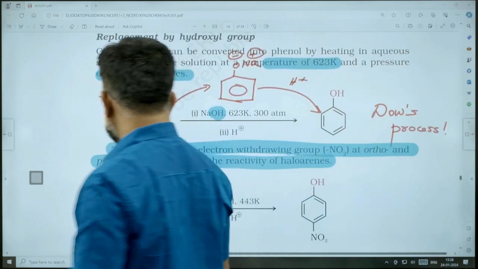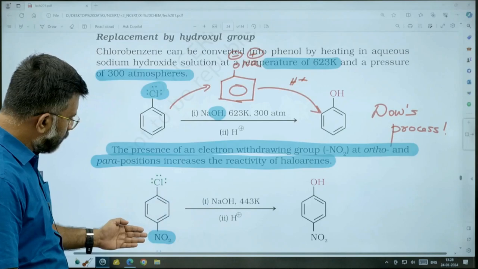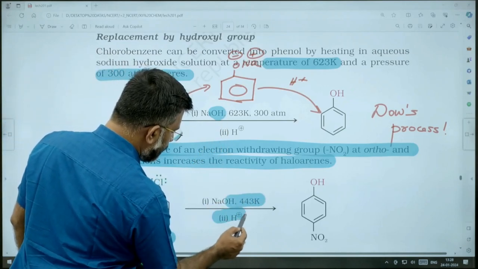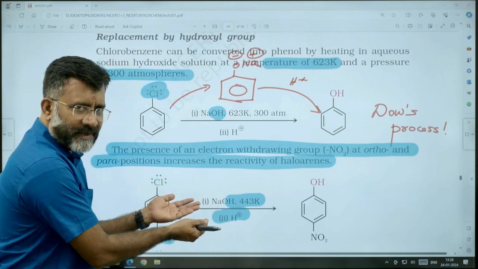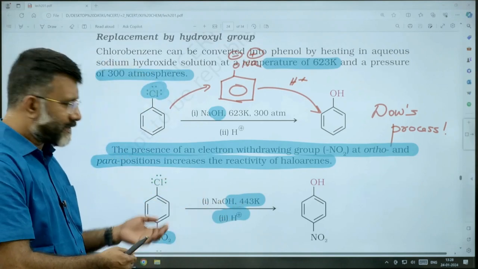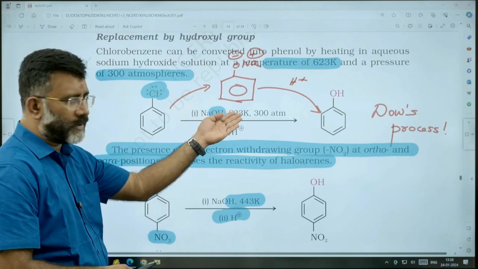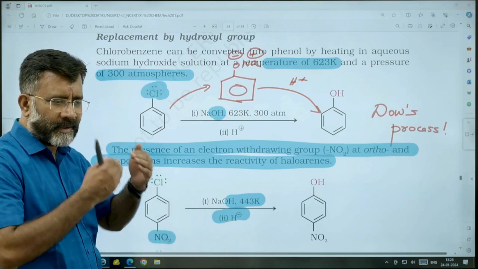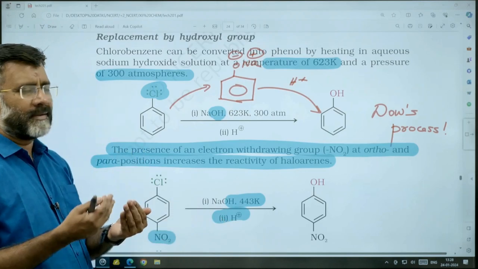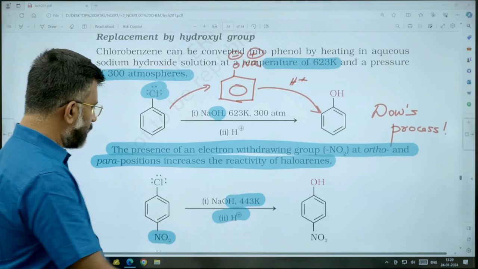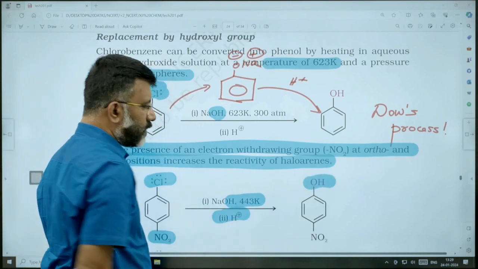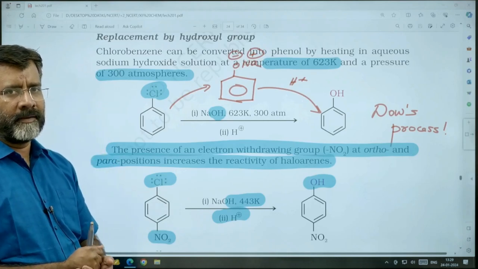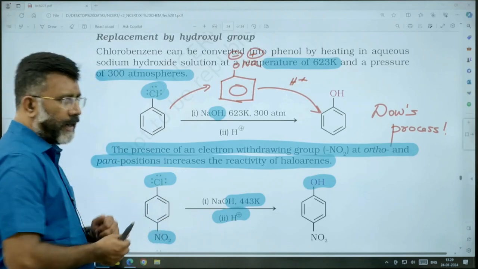So here you can see, instead of chlorobenzene, we take para nitrochlorobenzene. You see the condition is much better. Now the reaction happens much more comfortably. It is treated with NaOH, not at 623 Kelvin and 300 atm pressure, but at 443 Kelvin. So the conditions are milder, which means the reactivity increases. Chlorine is replaced by the OH group in a much better way. It's due to the presence of the nitro group.